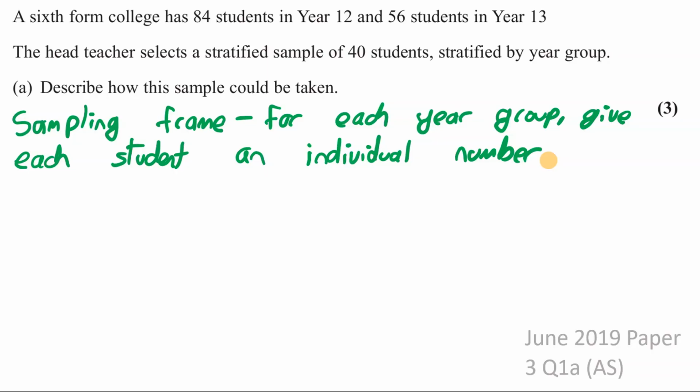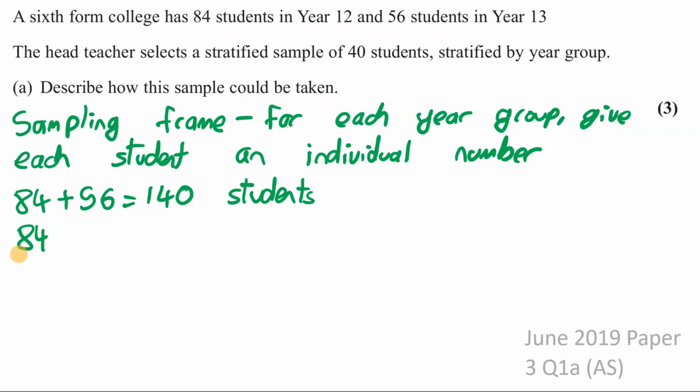So if we now focus on the stratified sampling, we have 84 students in year 12 and 56 students in year 13. So let's start with year 12. Firstly, 84 plus 56 is equal to 140. So this is the total amount of students, the entire population. Now remember, for stratified sampling, the proportion of year 12s we want in the sample is going to be the same as the proportion of year 12s in the entire population, okay? There are 84 students in year 12 and 140 students overall. So 84 divided by 140 is equal to 3 over 5. So this is the proportion of year 12s in the entire sixth form, okay?